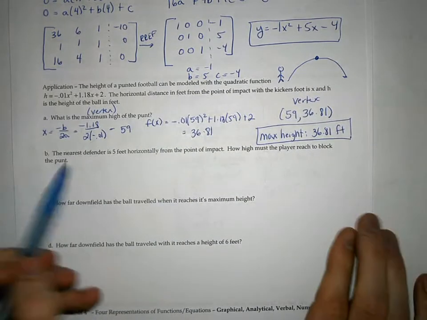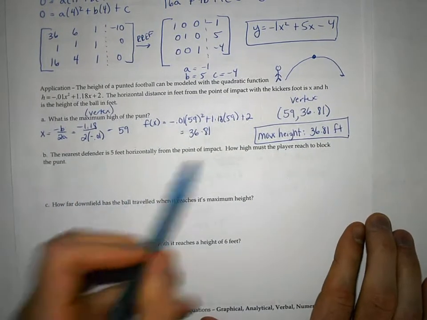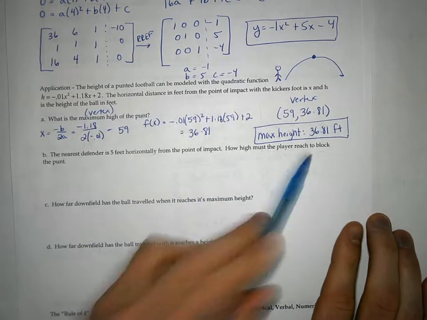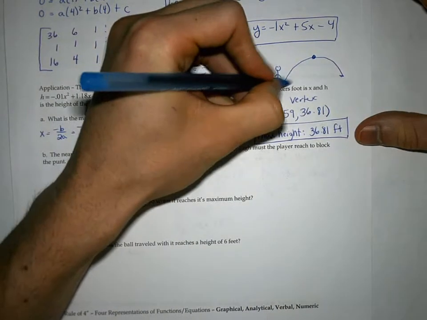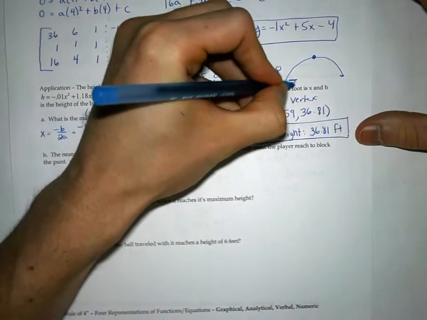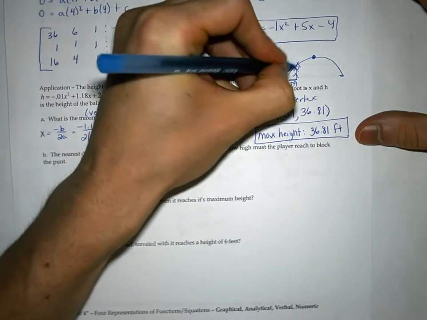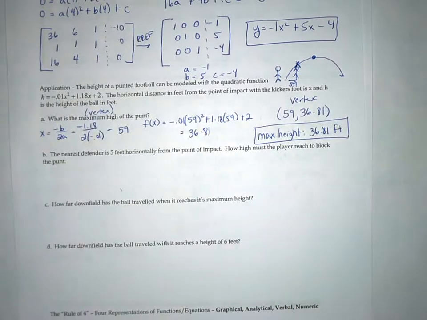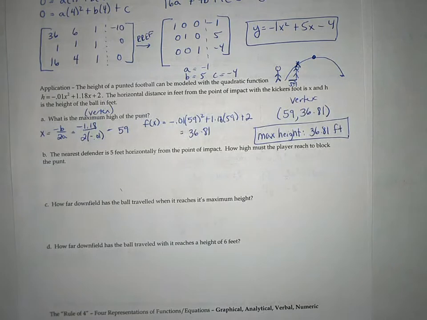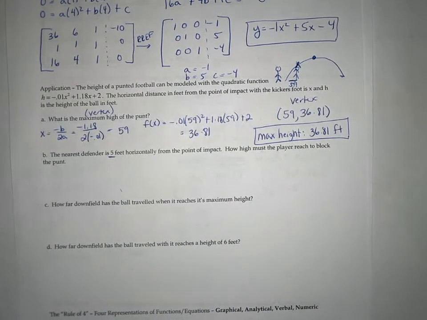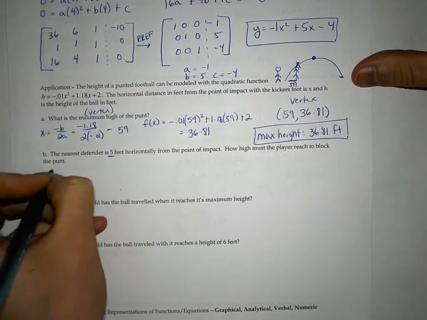The second question, the nearest defender is 5 feet horizontally from the point of impact. How high must the player reach to block the punt? So what I'm curious about is if we've got someone standing 5 feet away, and here's the other person, how high up is the ball going to be? So with this one, I don't need to figure out how far horizontally I need to go. I can just plug the value straight in because I'm 5 feet. That's my x movement. How far am I? So I can just go right here.